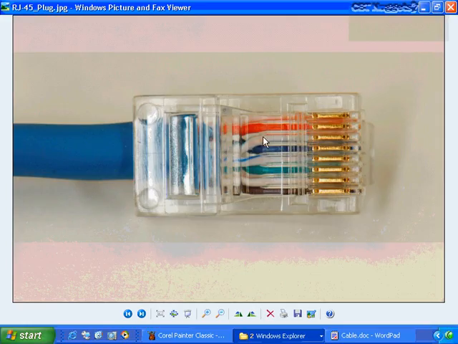Just so you know, by the way, this wire here looks like it's orange-white, but that's just a reflection of the adjacent orange cable. It's actually a green-white cable, or wire. So anyway, you've stripped off the outer jacket, and then you've arranged these in the correct order, and then you slip it inside of this RJ45 jack.